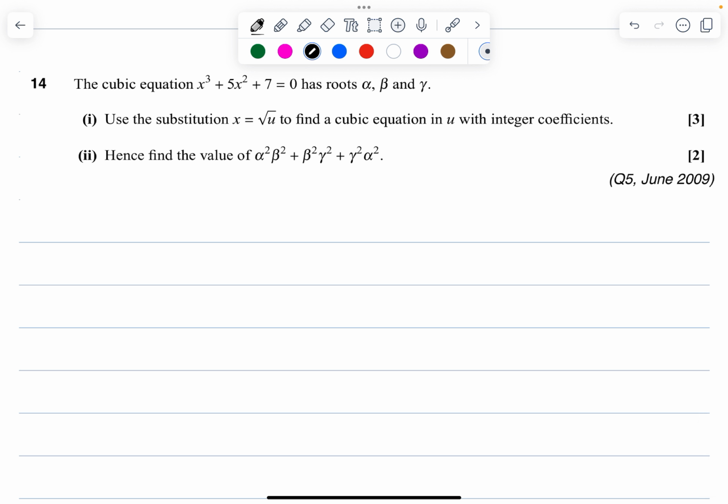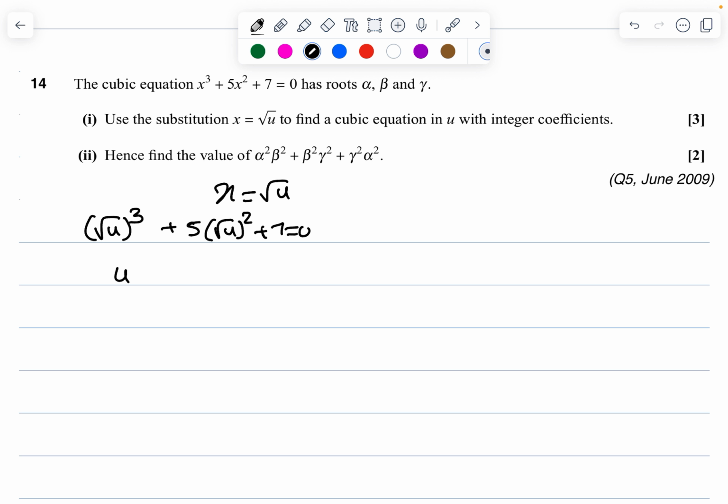Question number 14. The cubic equation has the roots alpha, beta, gamma. Use substitution x equals square root of u. So it becomes square root of u cube plus 5 square root of u whole square plus 7 equals 0. So u root u plus 5u plus 7 equals 0. So u root u equals minus of 5u plus 7.